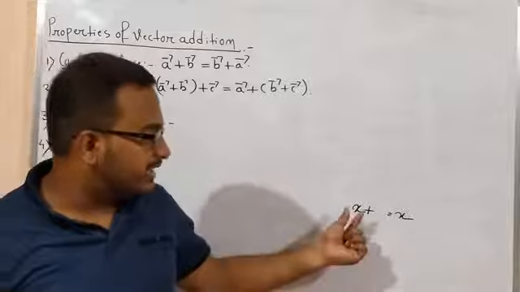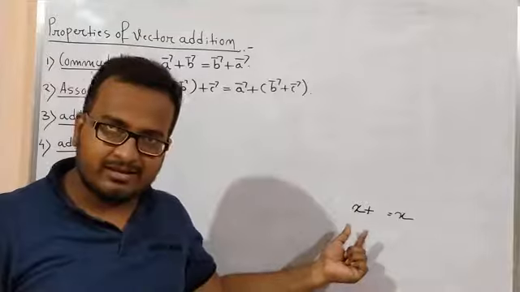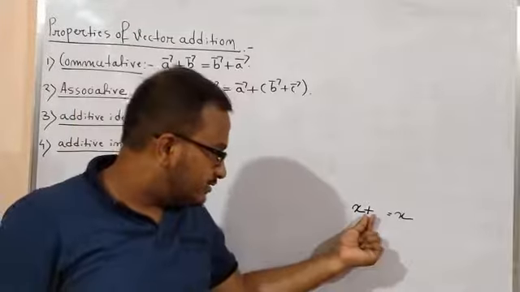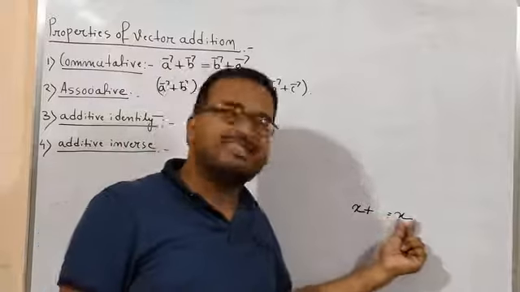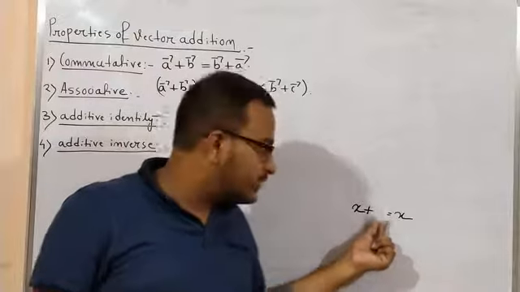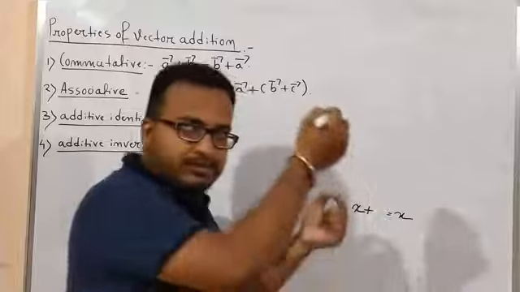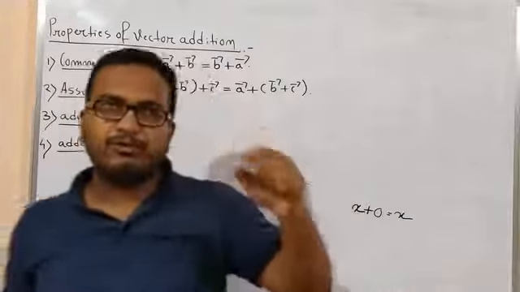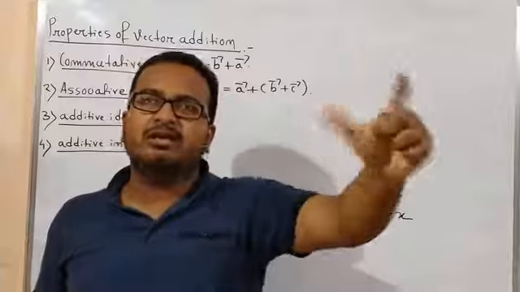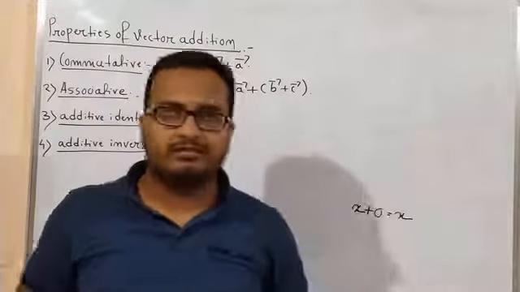right? If you take any real number x and add some quantity to this x, then you have to get x again, right? Now what will be this quantity? In case of the real number system, this quantity will be 0, isn't it? Because if you add 0 to any real number, you will get the real number itself, right?